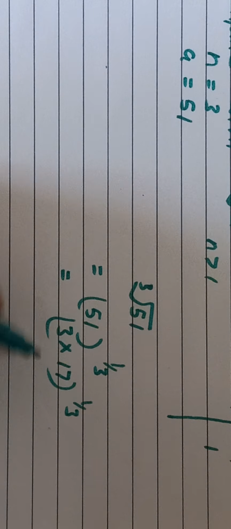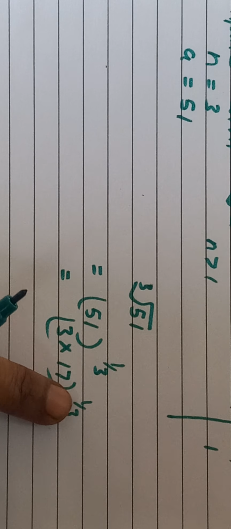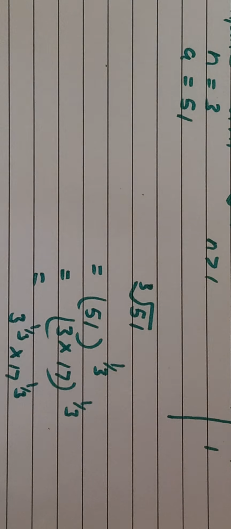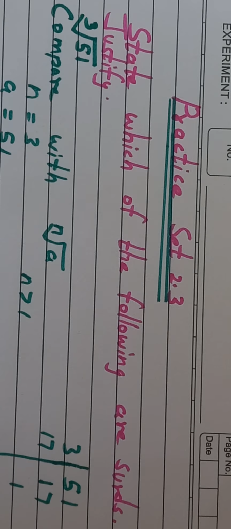I cannot do further calculations. So the maximum I can do is 3 raised to 1 by 3 into 17 raised to 1 by 3. These two numbers which you see, after simplifying also, remain as they are, because I cannot solve it further.